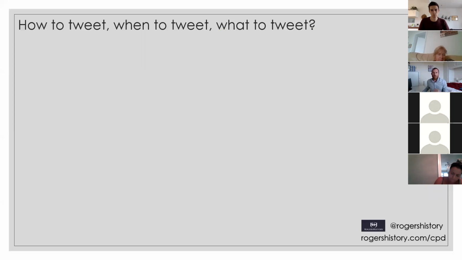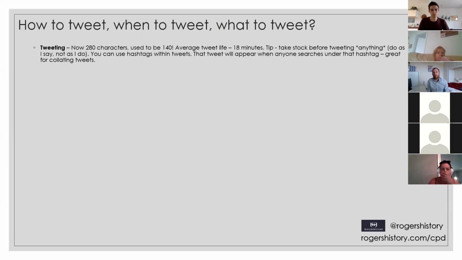So how to tweet, when to tweet, what to tweet. It used to be the case that there were 140 characters in a tweet, but that's now gone up to 280 characters. The average tweet life, according to bodies of research, is 18 minutes. And I'm going to show you a graph in a few minutes that shows the span of how long a tweet actually lasts in the Twitter sphere, if you like.